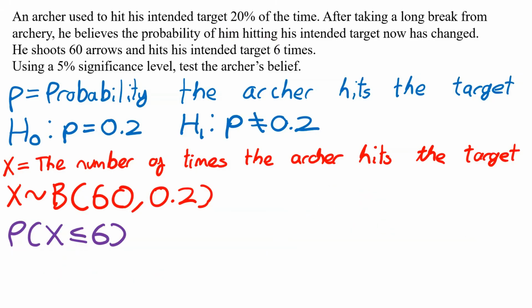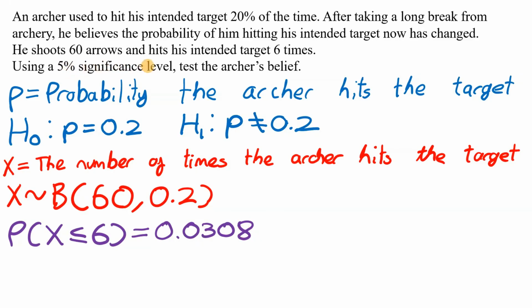Okay, so the probability that x is less than or equal to 6, if you put this into your calculator, with n being equal to 60, p being equal to 0.2, and x being equal to 6, to 4 decimal places, this is 0.0308.